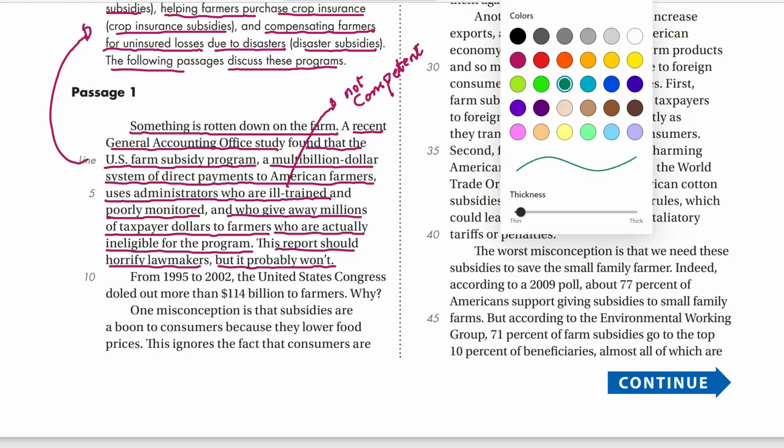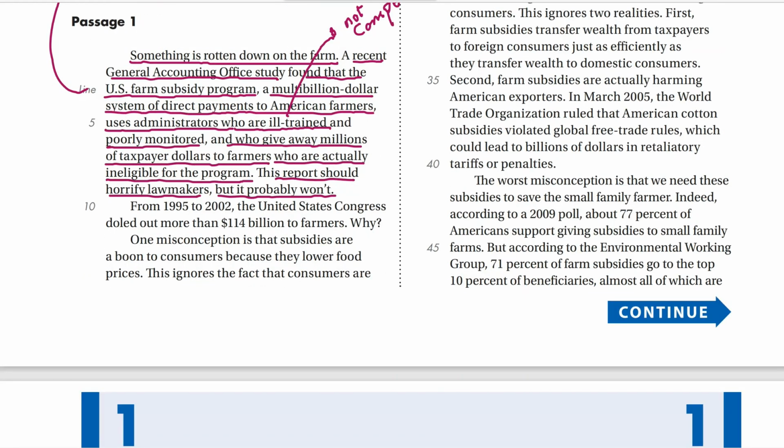And the other paragraph, how did it start? From 1995 to 2002, the United States Congress doled out more than $114 billion to farmers. Imagine, $114 billion to farmers. Why? One misconception is that it's a kind of misunderstanding. People don't understand. Subsidies are a boon to consumers. People understand wrongly. Something really good for the consumers, which is us, because they lower food prices.